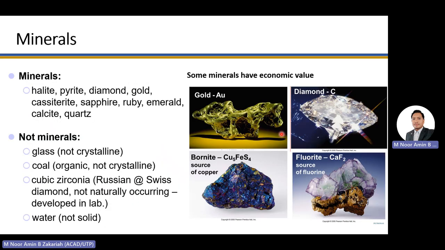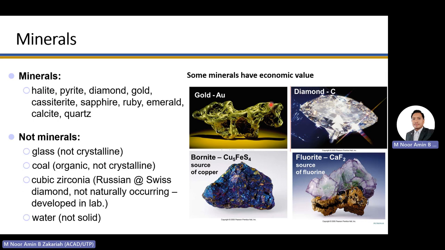So some common minerals include halides, pyrite, known as fool's gold, diamond, gold, and cassiterite, which is the tin ore. In Malaysia, we are quite familiar with this tin ore. We have sapphire, ruby, emerald, calcite, and quartz. Some of them have economic value and many purposes, such as for construction.